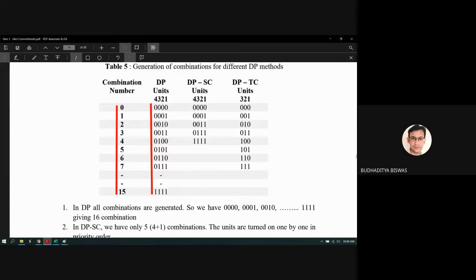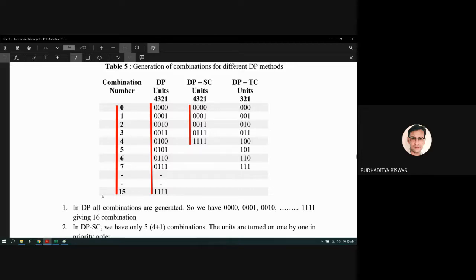Now in the DPSC sequential programming method, first all the units are 0, then the unit 1 should be switched on, then the units 1, 2 should be switched on, units 1, 2, 3 should be switched on, and at last all the units should be switched on. So these 5 are the only combinations, and based on these 5 we need to find out which one is the optimum one.